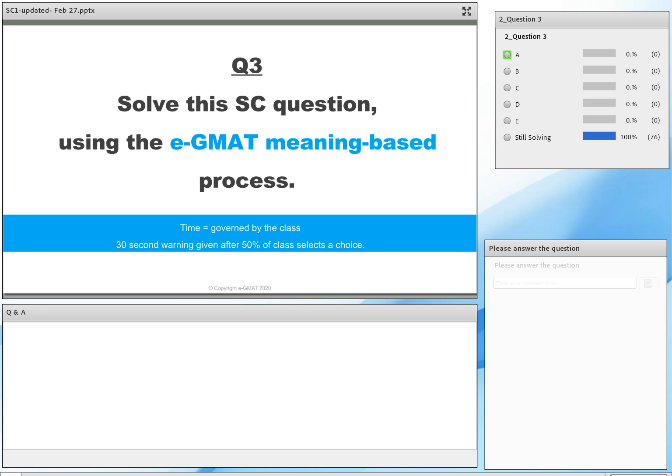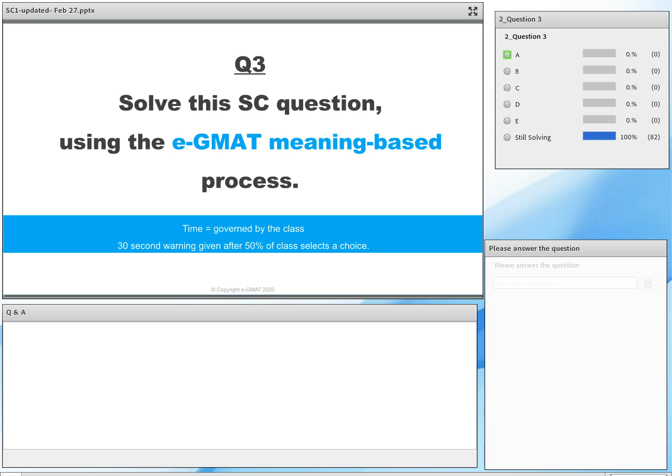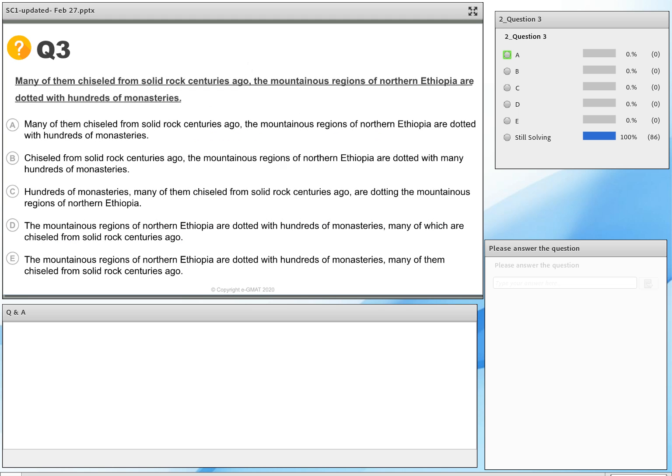And once again, I would want you to first focus on the original sentence, spend enough time, and then look at the answer choices. Anybody else who would want to jump in? Okay, so let's see the question. That's your question on the screen, which says "Many of them chiseled." That's the first few words. Again, keep the meaning hat on all the time. First look at the logic and then look at the answer choices. All the best.